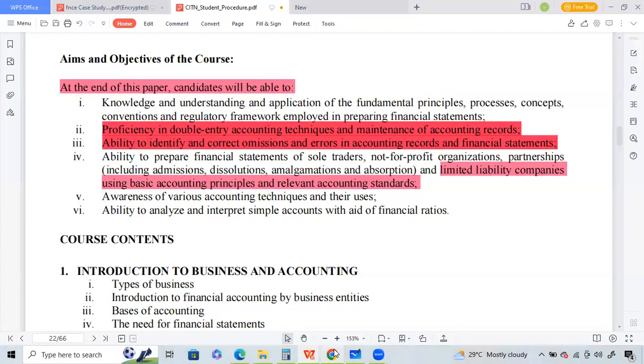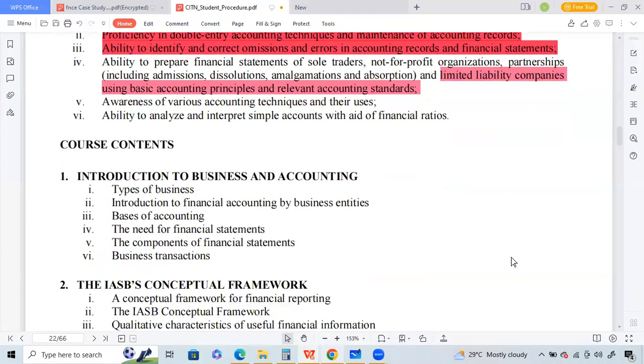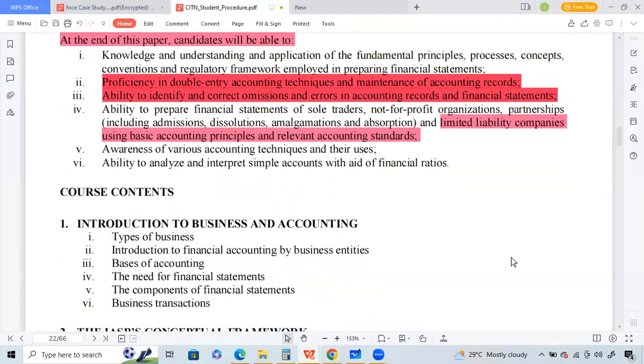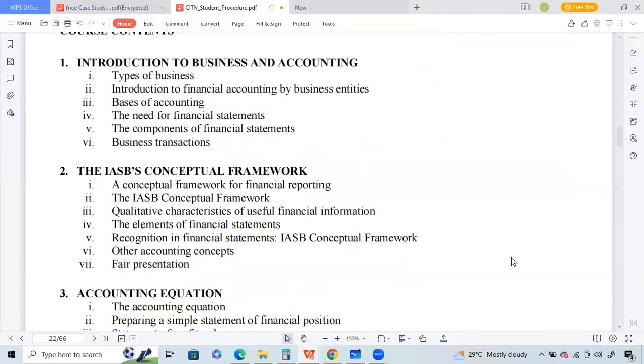So on a chapter by chapter basis, this is just a breakdown of these contents. The first thing we'll be looking at is business and accounting. That is the first thing we should talk about in accounting, because it is when we have business that we have accounting.